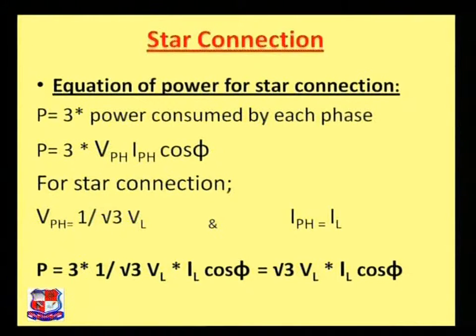So we can see that P equals 3 into 1 by root 3 VL into IL into cos phi. We can put 3 equals root 3 into root 3, so root 3 cancels out. So we can write that P equals root 3 VL into IL cos phi. This is the power consumed in a star connection.